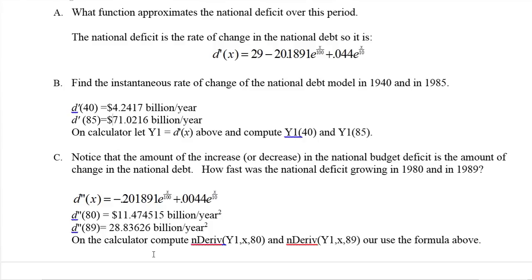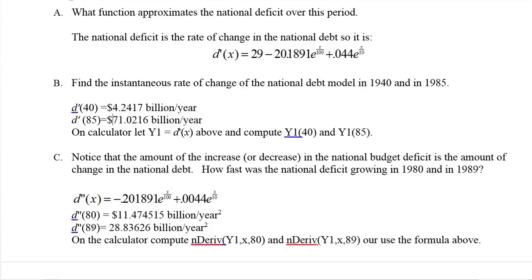Now, the amount of increase or decrease in the national budget deficit is the amount of change in the national debt. How fast was the deficit growing in 80 and 89? So that's the second derivative of the debt, or the first derivative of the deficit. So we take another derivative. The derivative of 29 is 0. And again, this is basically the same with this decimal moved over twice here and once here. And so there is the formula for the rate of change in the national deficit.